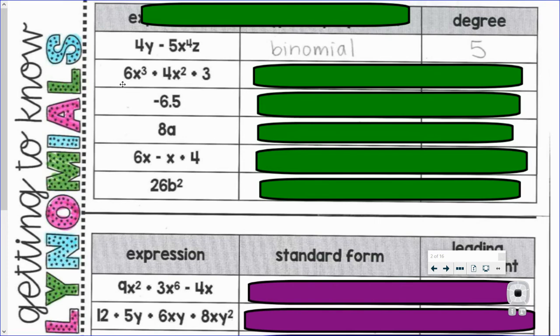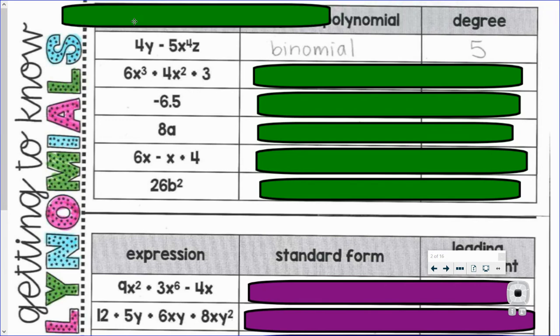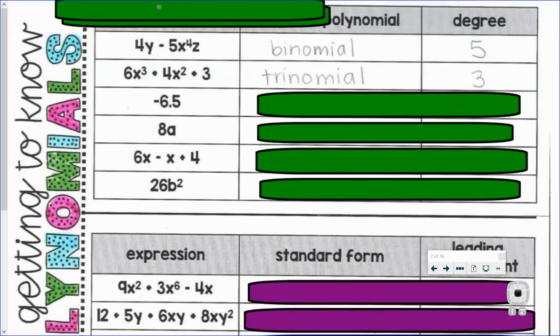Look at the next one. 6x to the third, 4x squared, 3. All righty. So what is this one? Let's get somebody else who hadn't answered. Yes, ma'am. Trinomial. Absolutely. What is its degree? Do you know? 3. Perfect. Has a degree of 3.